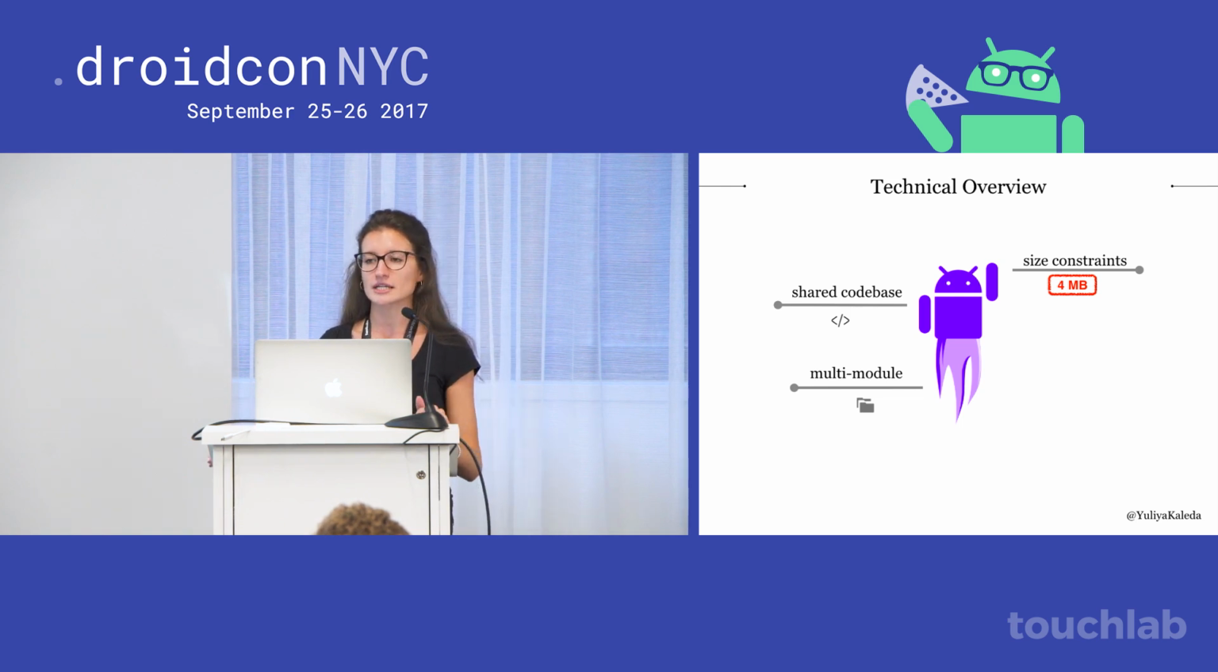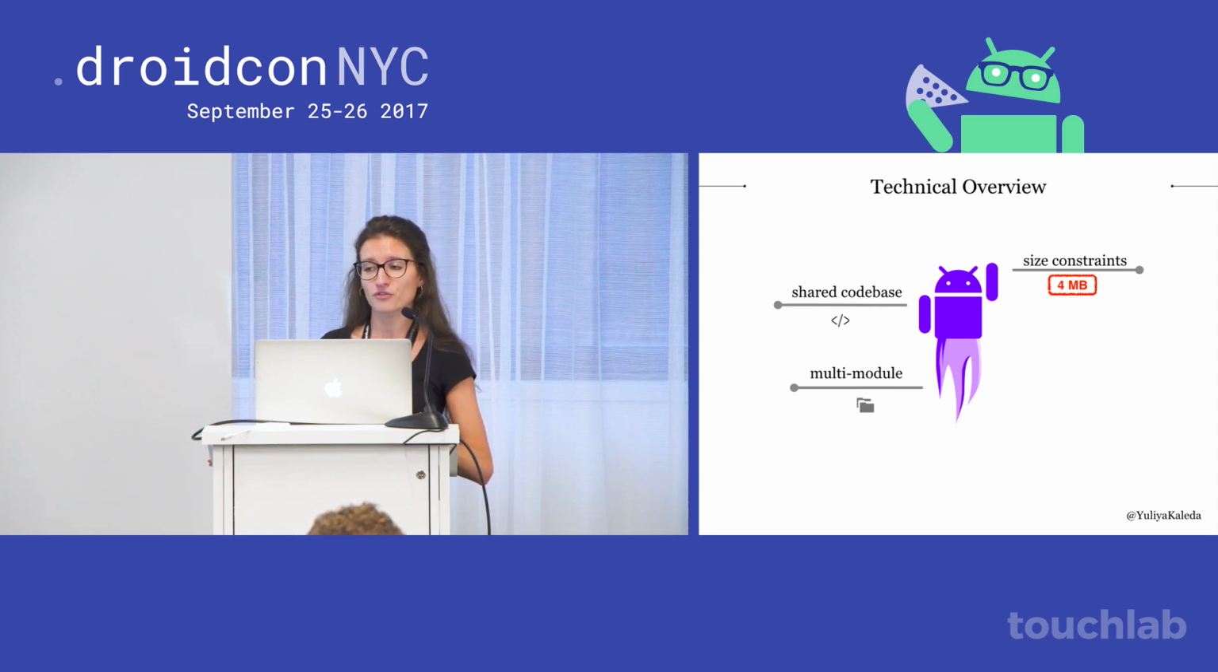And one of the constraints is a size limit. Currently every module within your Instant App has to be under a 4 megabyte size limit. And I know most of you are thinking, well, my application is over 20 megabytes, probably this is not for me. This was my first thought when I took over the Instant App project at Jet.com. And believe me, it was pretty challenging, but everything is possible.